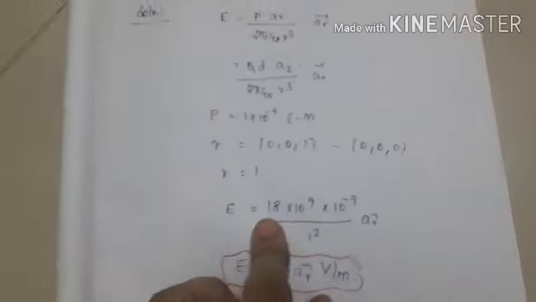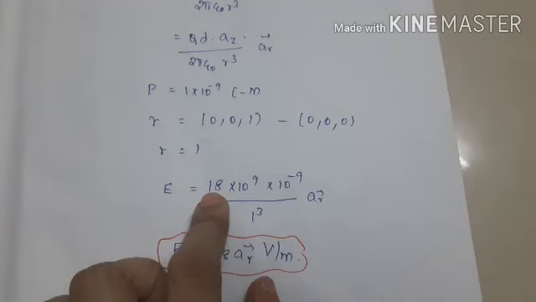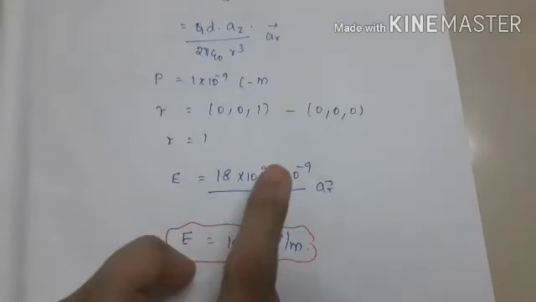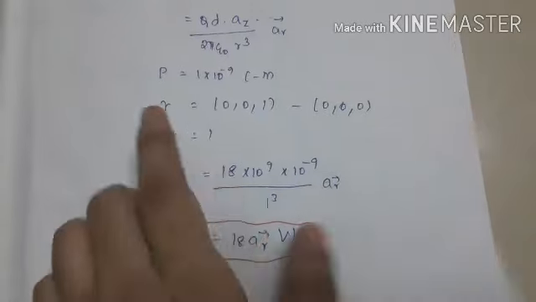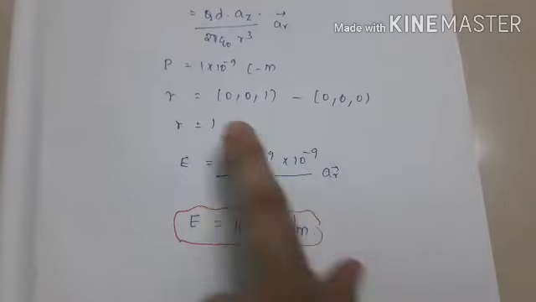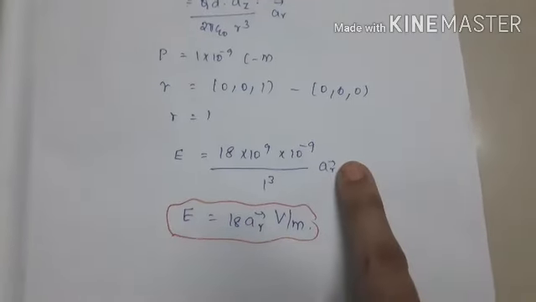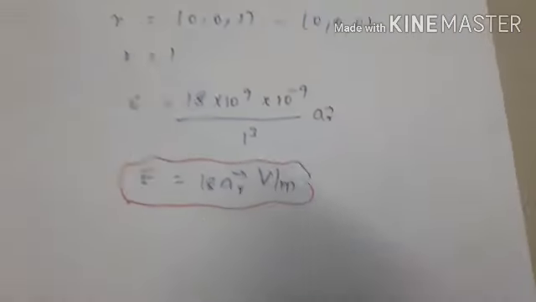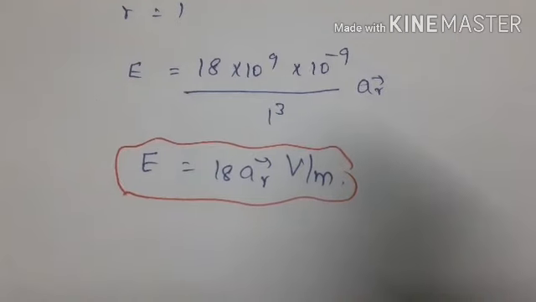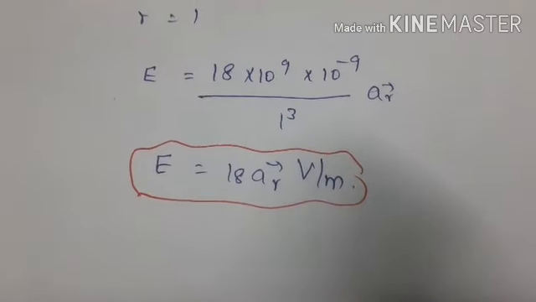So 18 into 10 power 9. Already I have mentioned the value of 1 by 2 pi epsilon naught is 18 into 10 power 9, into P. What is the value of P? 1 into 10 power minus 9. Divided by R cube, where the value is 1, so 1 cube into AR vector. So the electric field E is equal to 18 AR vector volt per meter, right?